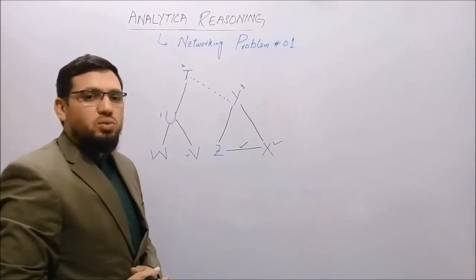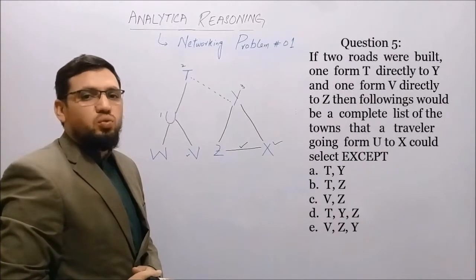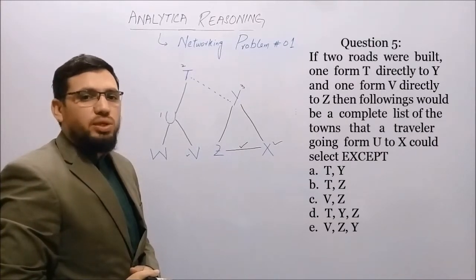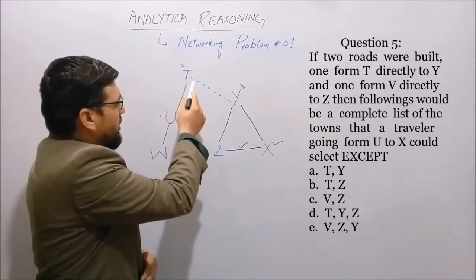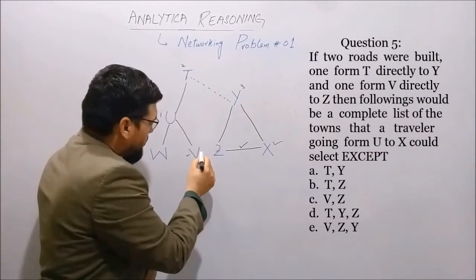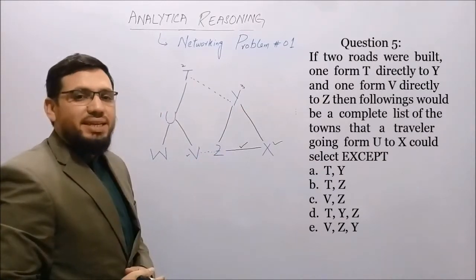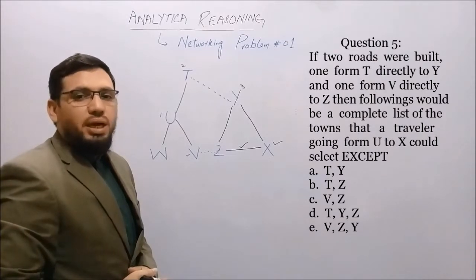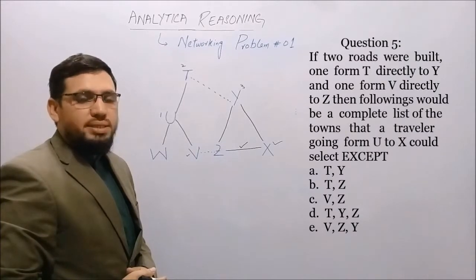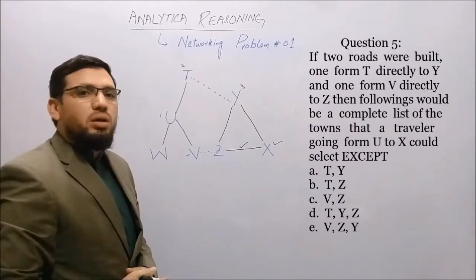Okay, let's move to the last question about this networking problem, which is, if two roads were built, one from T to Y and another one from V to Z. As we have already drawn from T to Y, and the second one is from V to Z, or from Z to V. Now it is stated that the following would be a complete list of towns that a traveler going from U to X may pass through, except. It means we have to find out the incorrect or the wrong option.